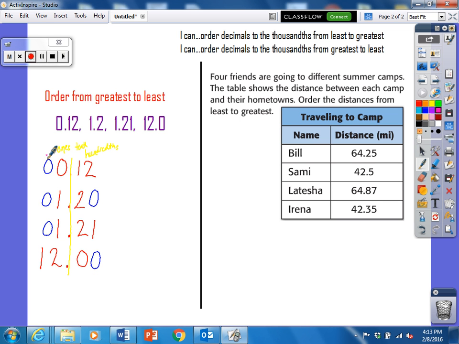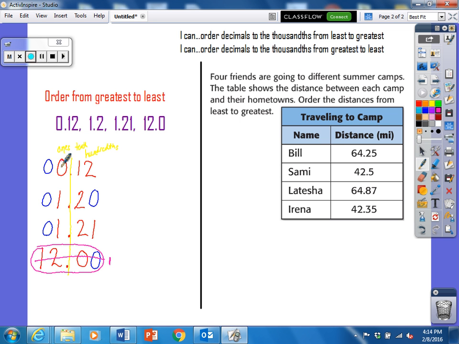So we start at the greatest place value, which is the tens place, and I have a 0, a 0, a 0, and a 1. Well, I know that 1 is the largest, so this means that this is my largest number. So I'm just going to put a little 1 next to it, and then I'm going to cross it out so I don't use it again.